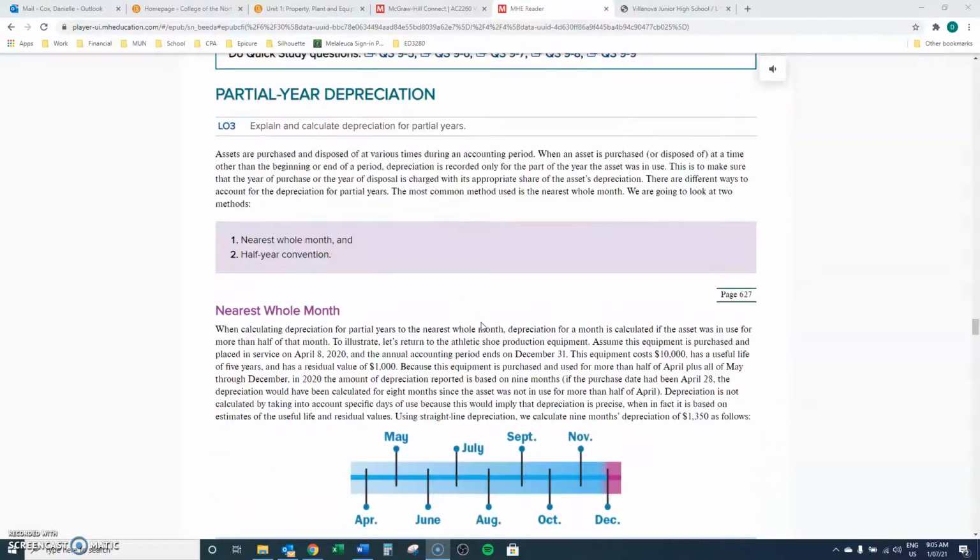Then we look at partial year depreciation. So you can do it by the nearest whole month or half year. Nearest whole month, you would look at when in the month it was purchased or sold, for example.